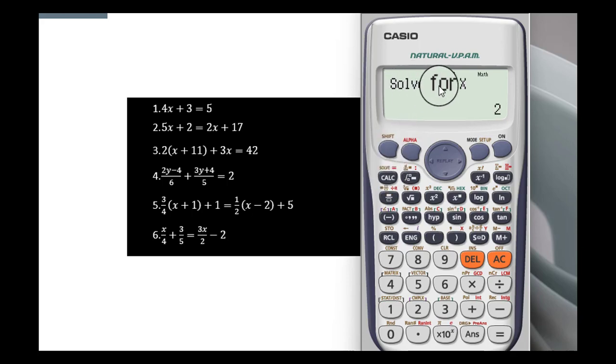Now you see solve for x and there's a number here. This is not actually the answer. This is the previous value for x that was solved. Now to get your answer, you then press this particular equal sign here. And now that gives you 0.5.